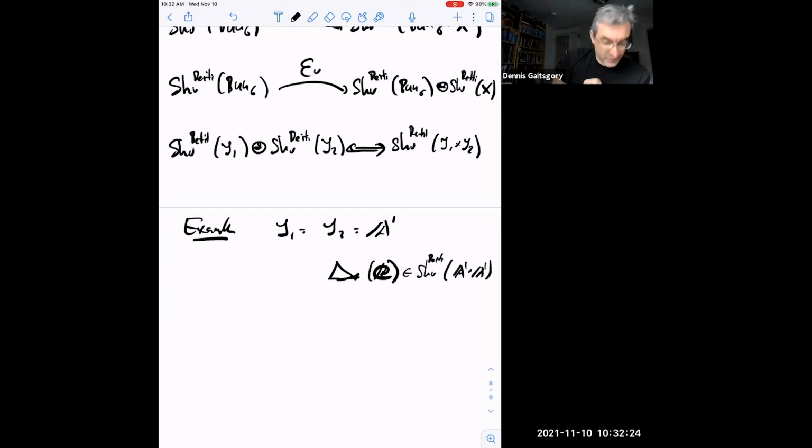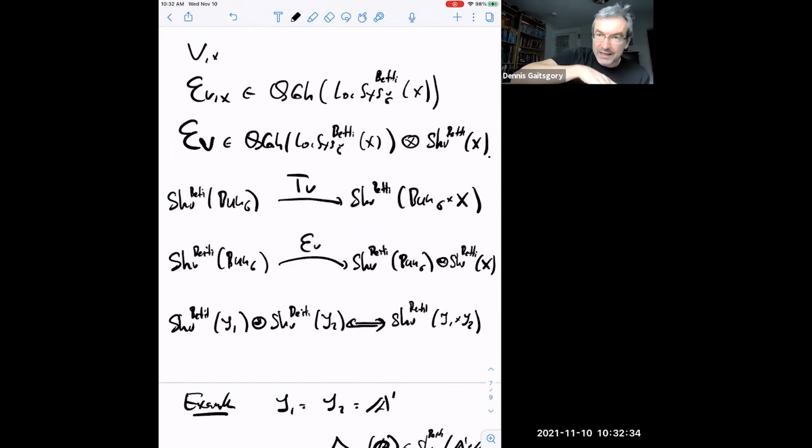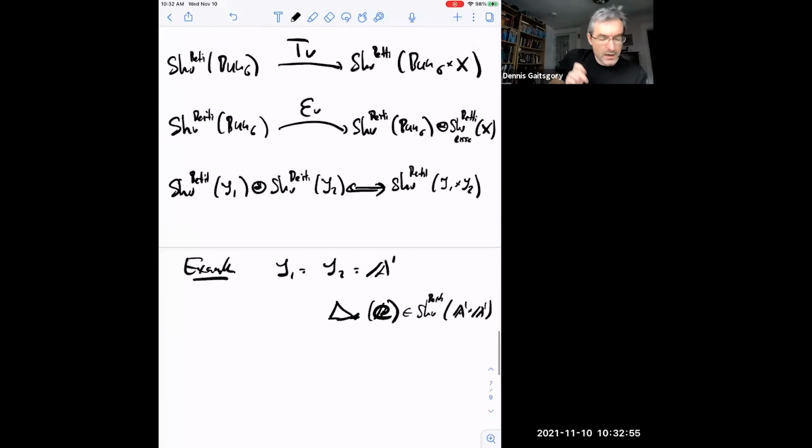Moreover, you can say something more. This E_V belongs not just to the tensor product. Along the second factor, it's actually a local system. Infinite dimensional, but still a local system. So therefore this wish as it is cannot be realized. So let's trim our wish and let's say, okay, let's consider not all Betti sheaves on Bun_G, but only those that, if I apply the Hecke functor, land in this full subcategory here.